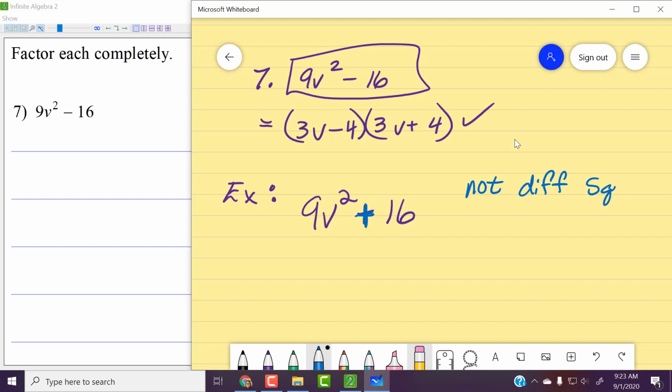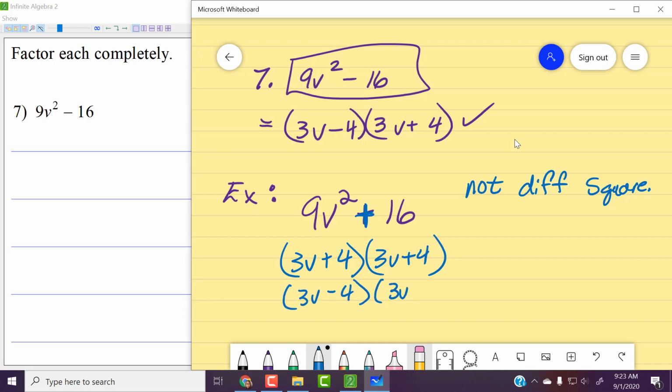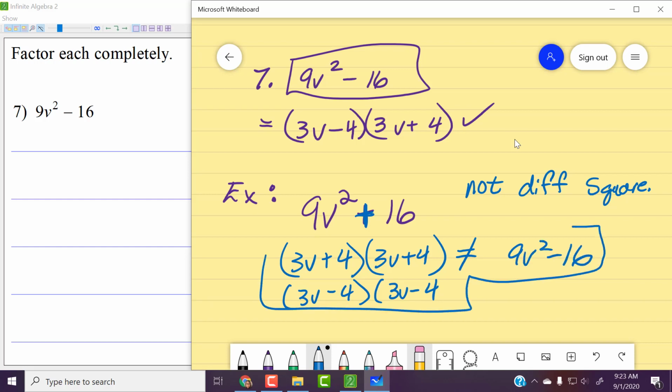In fact, if you were to write this out as 3v plus 4 and then 3v plus 4, or 3v minus 4 and 3v minus 4, right? Because this is how you get a positive. This will never come out to be 9v squared. And if you don't believe me, check that out, but I don't want to do it in this video. Okay, so that is not the difference of squares. So I just want to keep that clear.